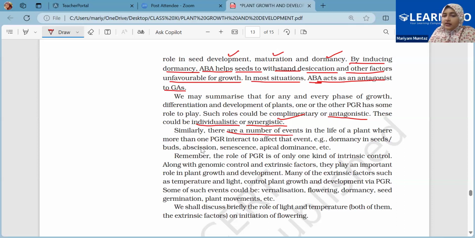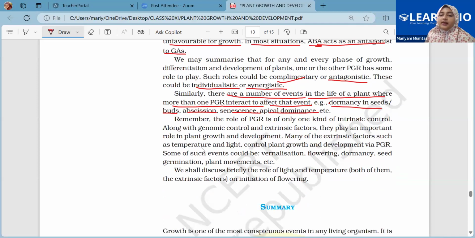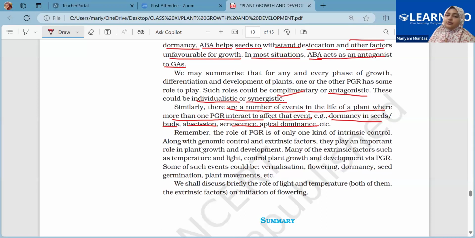Similarly, there are a number of events in the life of a plant where more than one PGR interact to affect that event, such as dormancy in the seed or dormancy in the bud, the abscission, senescence, and apical dominance. Here, more than one PGR would actually act on it. For example, if we're talking about dormancy in seed, it can be a collective effect of abscisic acid and ethylene.